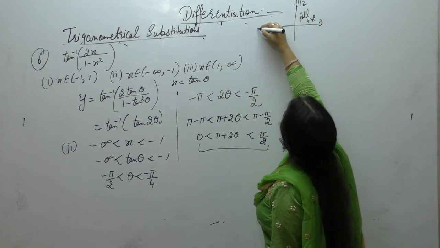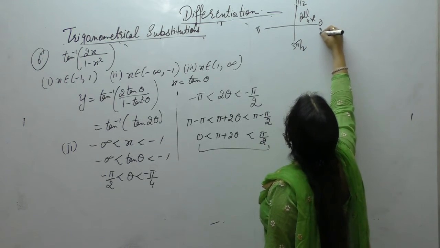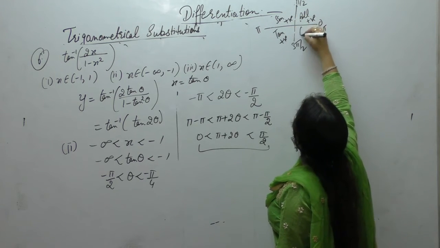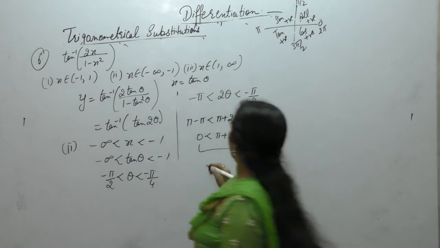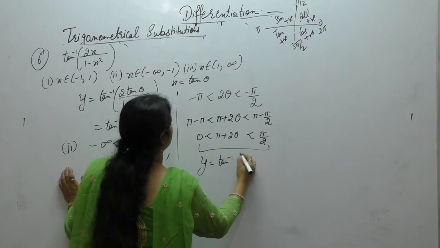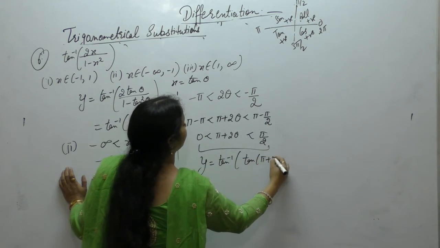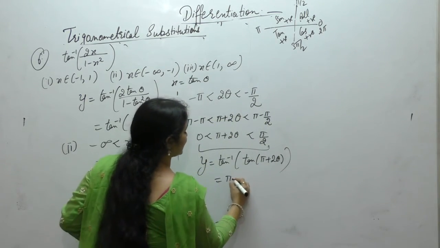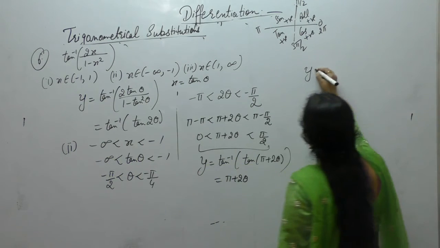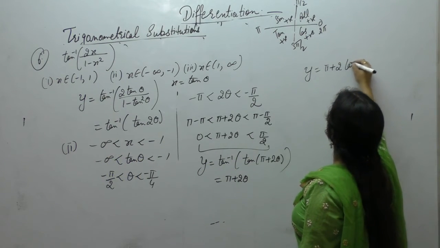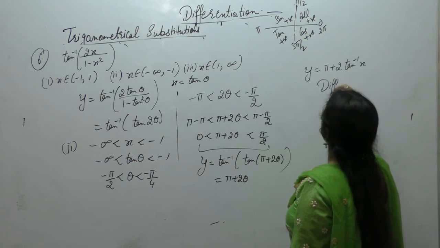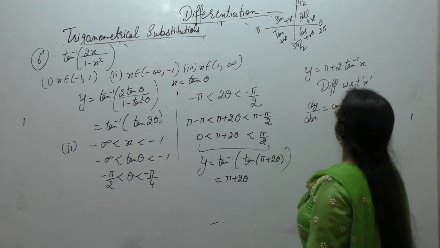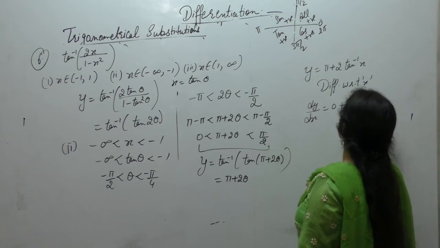0 to pi by 2, pi, 3 pi by 2, 2 pi. Sine positive, tan positive and here cos positive. Now y becomes tan inverse tan of pi plus 2 theta. Tan is positive, so we get y as pi plus 2 theta, and that is pi plus 2 tan inverse x. Now differentiate with respect to x. Derivative of pi is 0 and derivative of tan inverse x is 1 upon 1 plus x square.